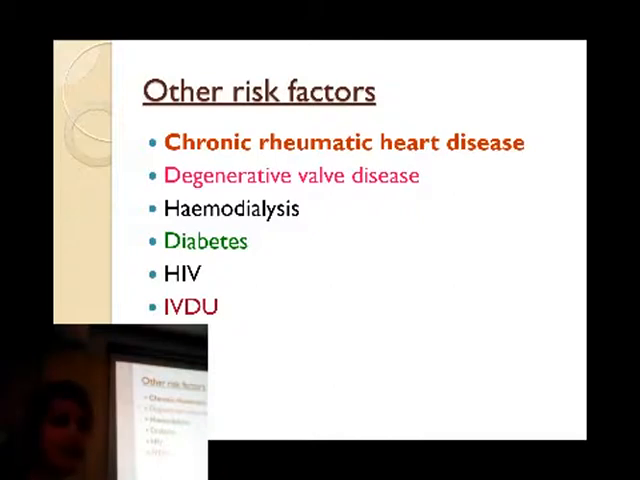Then more and more hemodialysis is encountered in our community because of improvement of services towards kidney disease, and also more and more diabetes because we are not caring of our lifestyle. So all these are increasing. There is an increasing trend, and HIV is increasing, and IV drug abuse users are also increasing in number. So even though the tendency of chronic rheumatic heart disease is coming down, the tendency of all the other risk factors is increasing. So with this background, let's look at the prevalence.